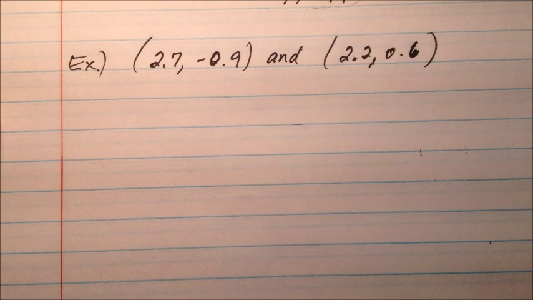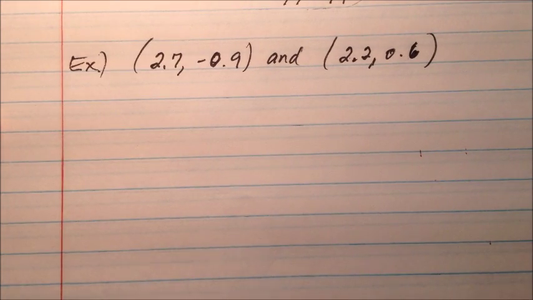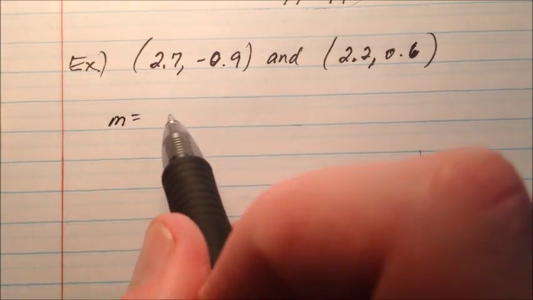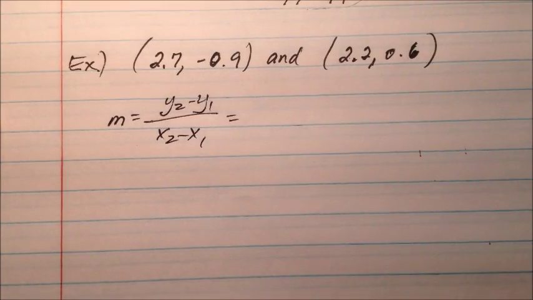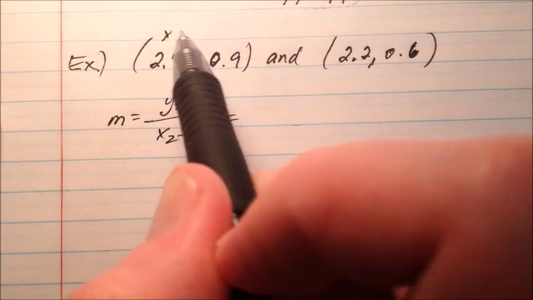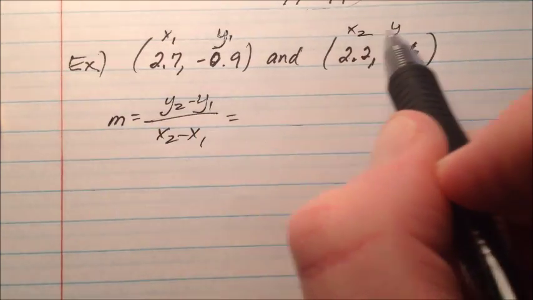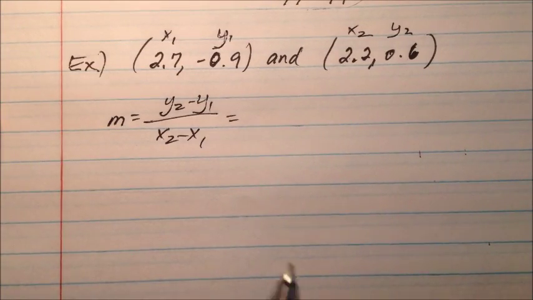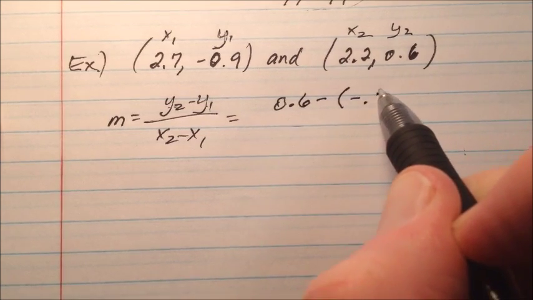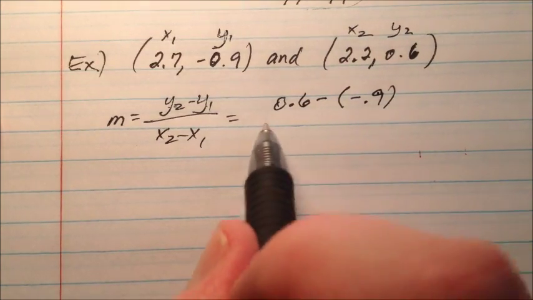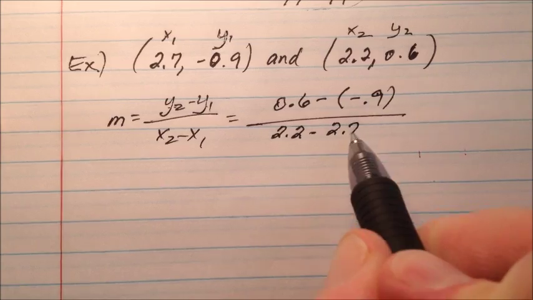In our previous example, we had fractions for our coordinates, and this time we're going to have decimals for our coordinates. So it's going to work just the same. We'll have our slope formula, y2 minus y1 all over x2 minus x1. And again, we can label our coordinates. We can say these are our x and our y. We could call this one the first point and this one the second point. So y2 minus y1 should be 0.6 minus a negative 0.9. And our bottom, x2 minus x1, should be 2.2 minus 2.7.